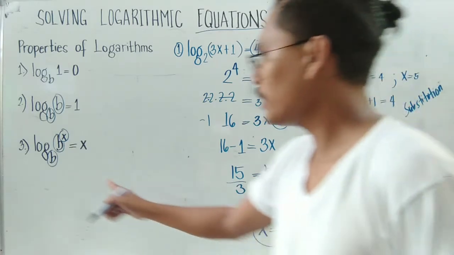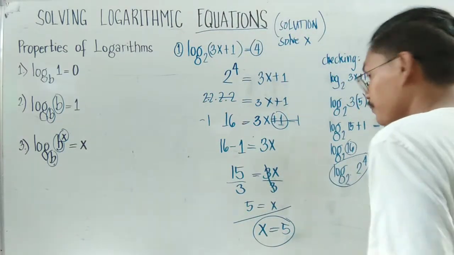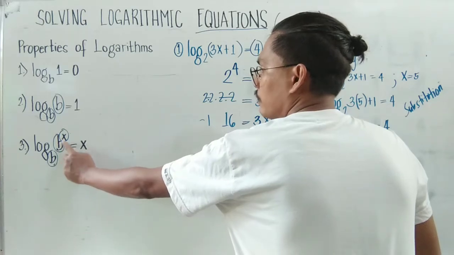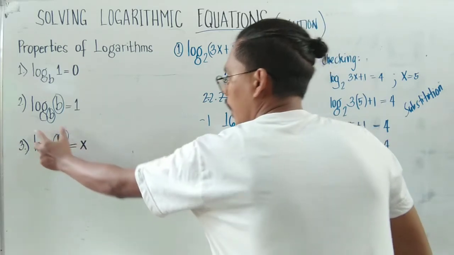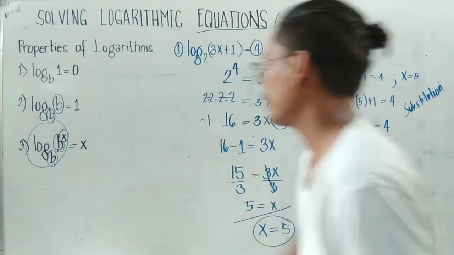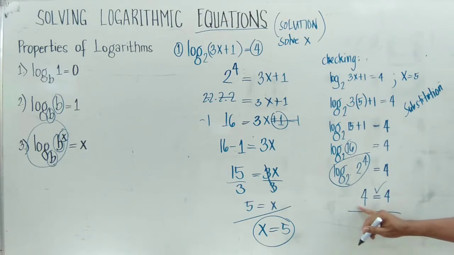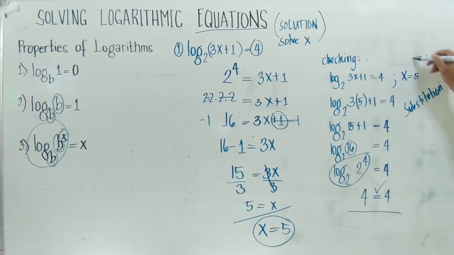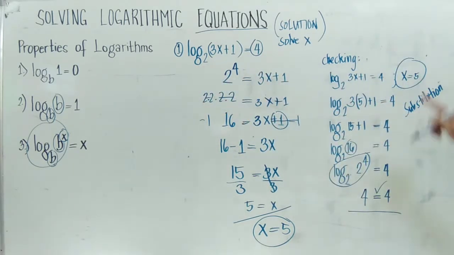So using the property number 3, we have log of b raised to x, where the base of x and the base of your log are the same. Therefore, the value of the log as a whole is equal to the exponent. So the exponent in here is 4. So therefore, 4 is equal to 4. So 4 equals 4. True or false? So true. So we can say that x equal to 5 satisfies your logarithmic equation. Therefore, x equal to 5 is the solution.